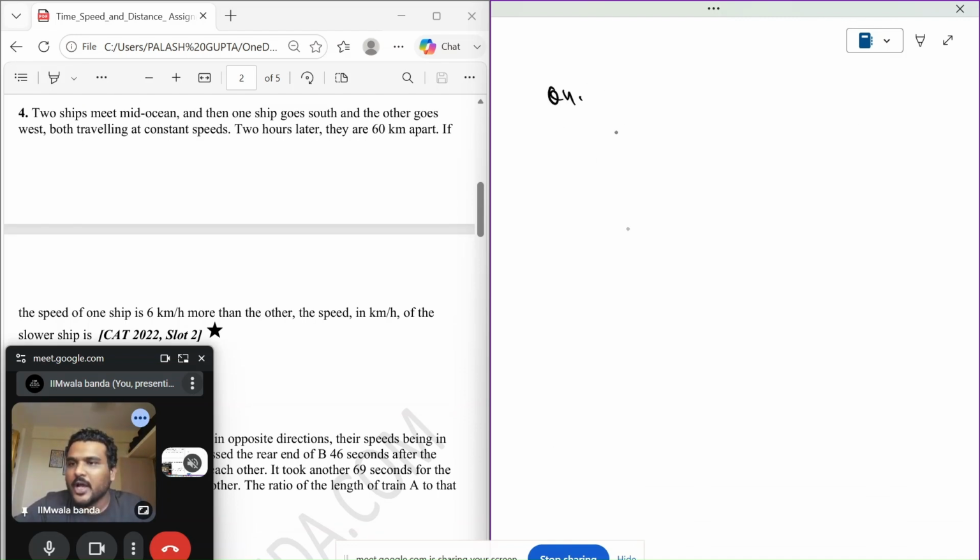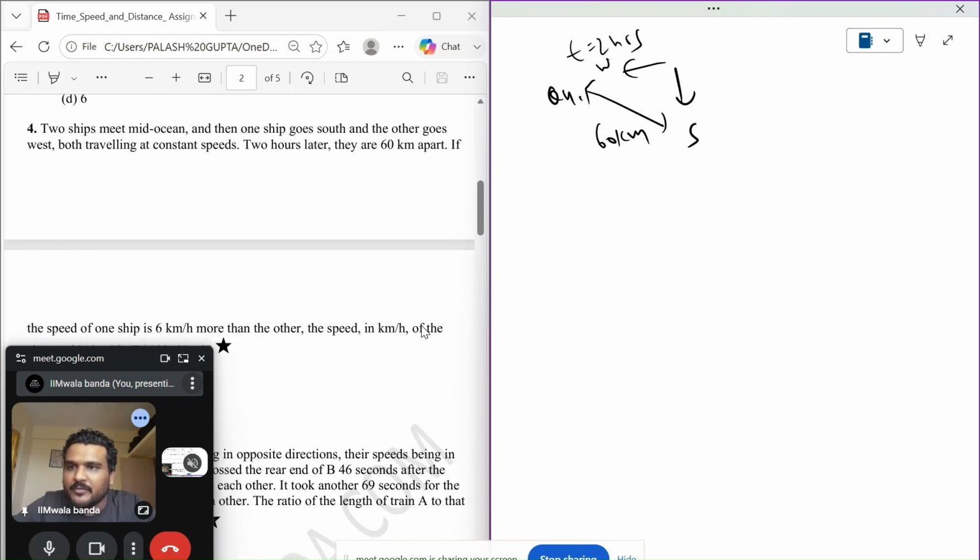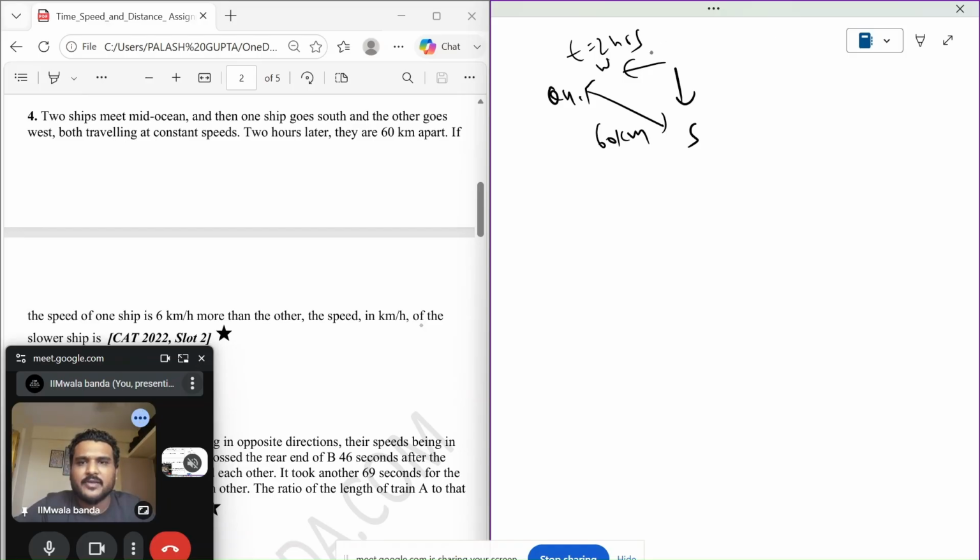Let's go to question number 4. Two ships meet mid-ocean, and then one ship goes south and the other goes west. Okay, they meet mid-ocean. One goes south, one goes west. Both are traveling at constant speed. 2 hours later, they're 60 kilometers apart. If the speed of one ship is 6 kilometers per hour more than the other, then find the speed of the slower ship. We have to calculate both of their speeds, but we know that one ship is 6 kilometers per hour more. Any one way I can assume as slower.